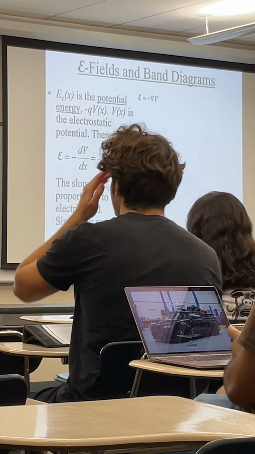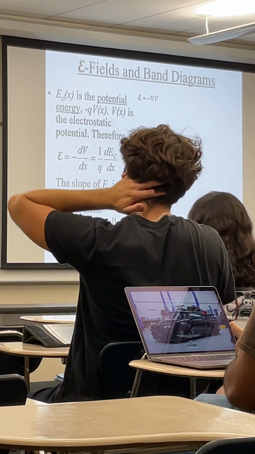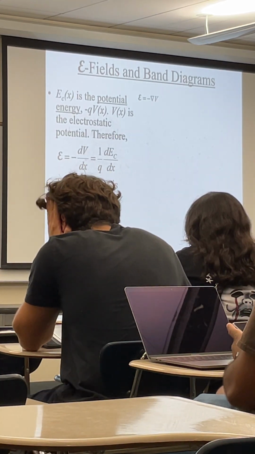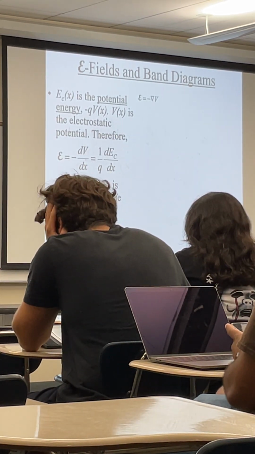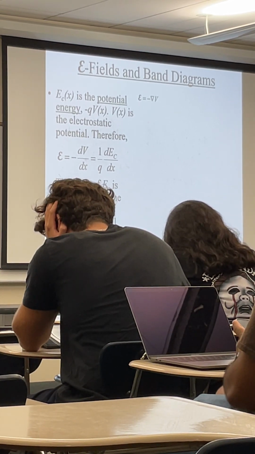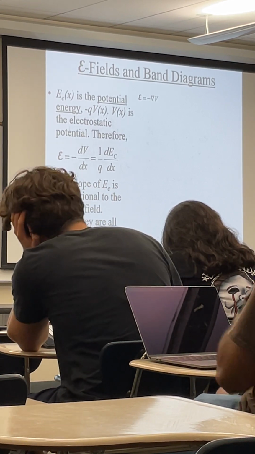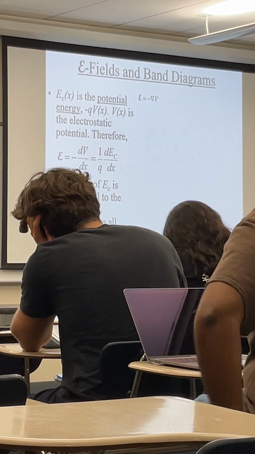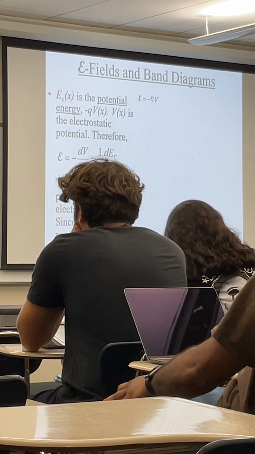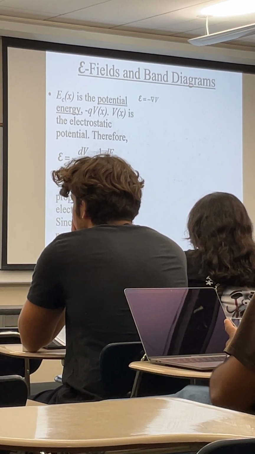But in real materials, this can be a function of position. This is the potential energy of the electrons, and it can be defined as negative QV, where V is the electrostatic potential. This is the definition for the potential energy, so it's related to the electrostatic potential. And also, we know what the electric field is.